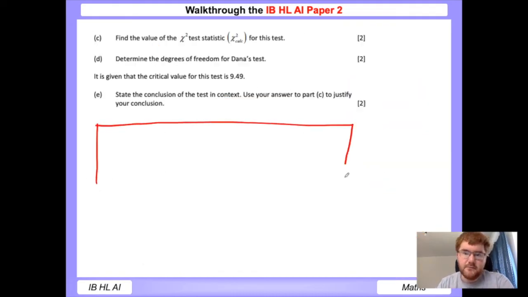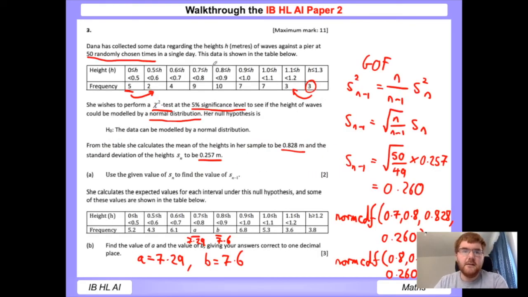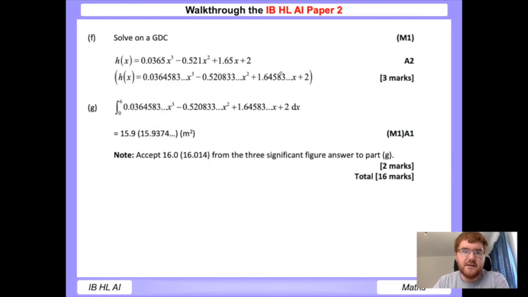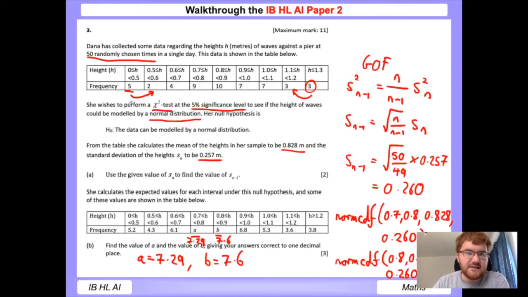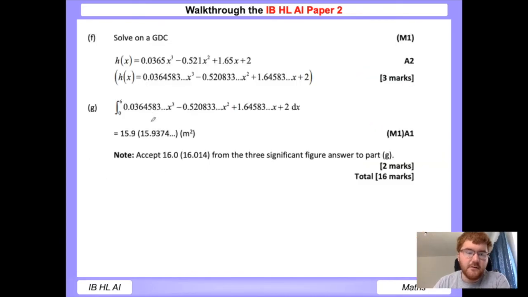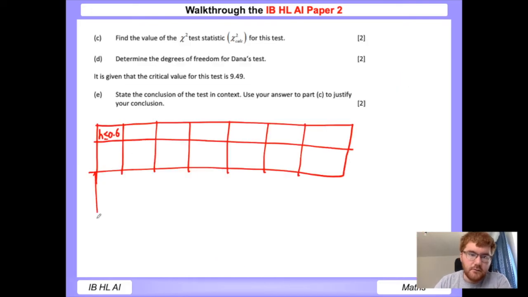So I'm going to draw a nice table, nice and clear, so we can see what's going on. And this time we're not going to need 1, 2, 3, 4, 5, 6, 7, 8, 9 columns, but we're going to need 7 instead. So the first one is going to be represented, so 1, 2, 3, 4, 5, 6, 7. So this one's going to be h is less than or equal to 0.6. So that's going to represent these two actually together. Okay, so then let me draw the rest of the table.